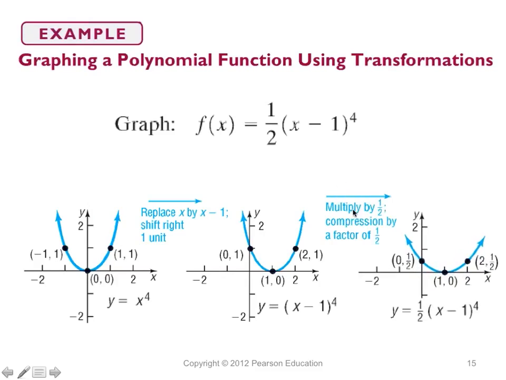And then the only thing left to do is multiply by 1/2, which is going to be a compression by a factor of 1/2. So our graph actually gets a little wider. All of our y's are halved. Instead of going through (0, 1), it goes through (0, 1/2). Instead of going through (2, 1), it goes through (2, 1/2). The (1, 0) stays the same because half of 0 is still just 0. So this would be our final graph right here.